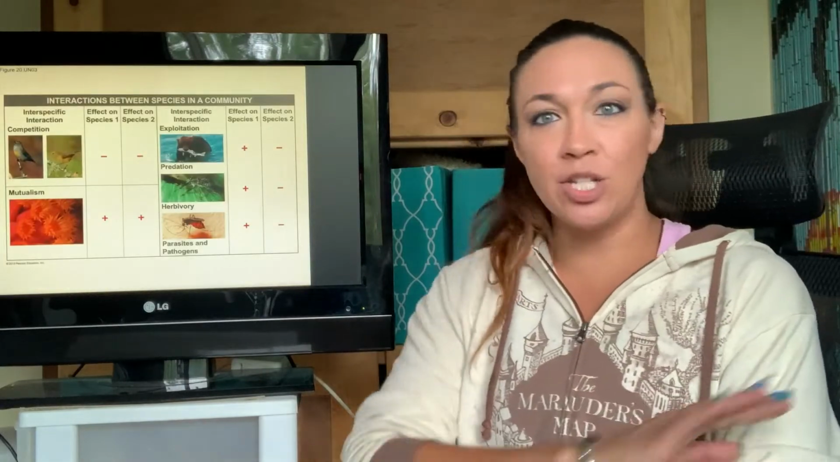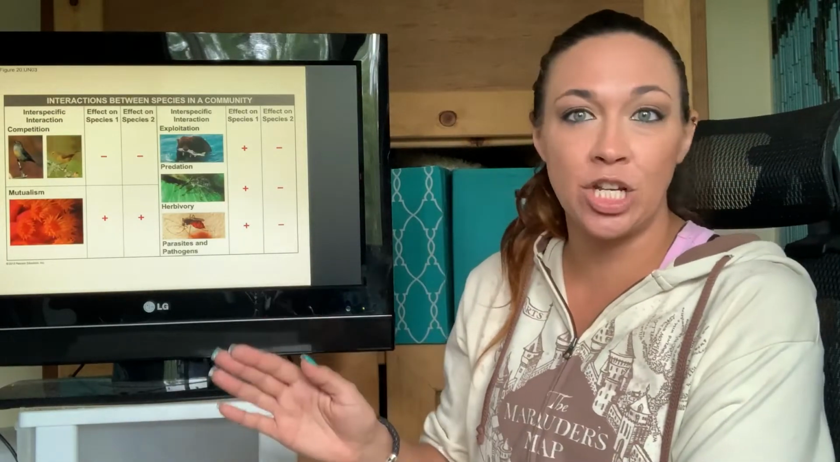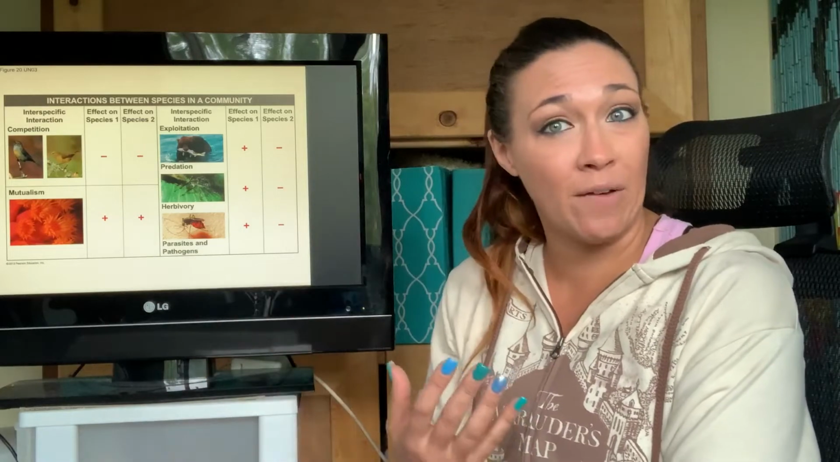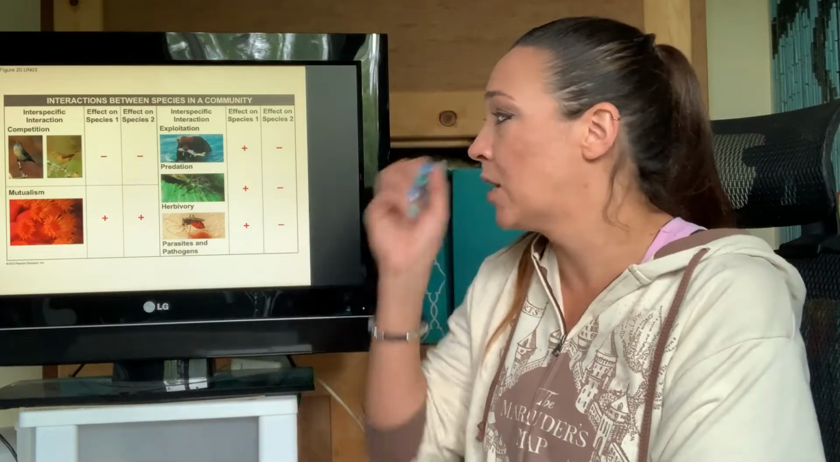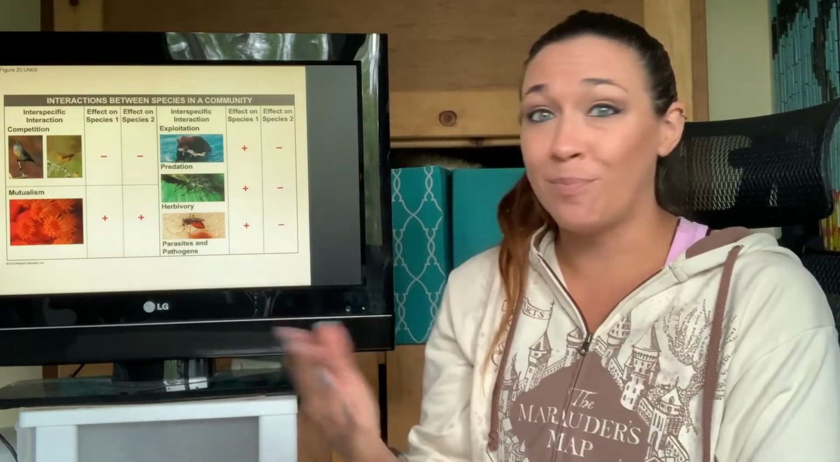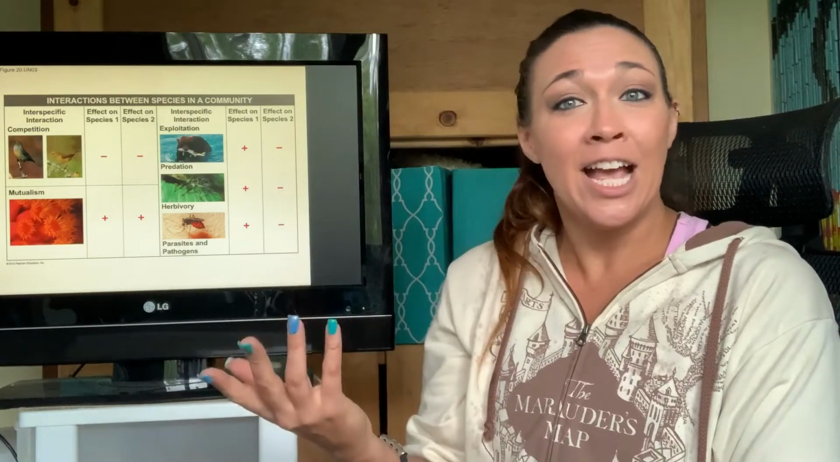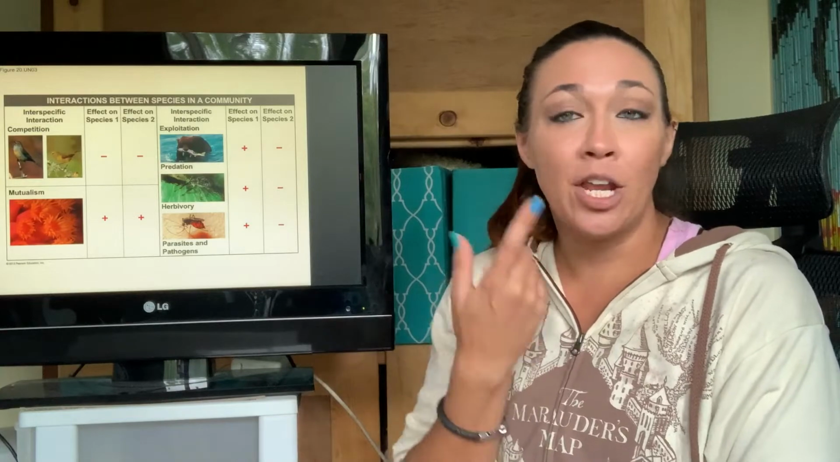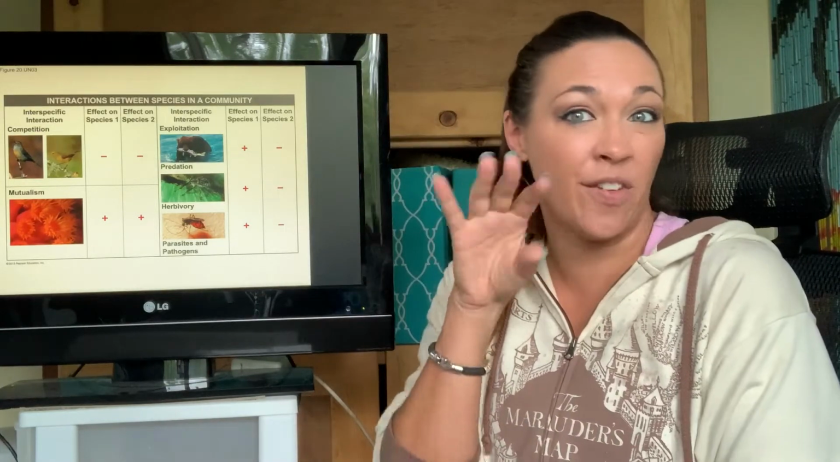All right, so just to review everything, competition is going to be a lose-lose, right? They're both competing for the same resource, and therefore there's not enough of those resources to go around for everyone. So technically, both kind of lose. Mutualism, win-win. Both species totally benefit. That's like the clownfish and the anemone. That's like the cleaner shrimp. The cleaner shrimp are actually picking parasites off of eels and stuff.